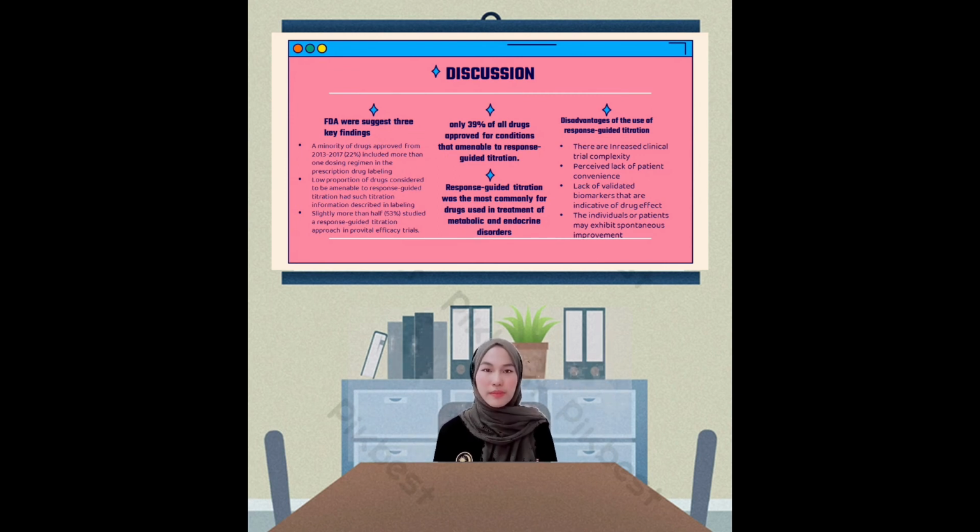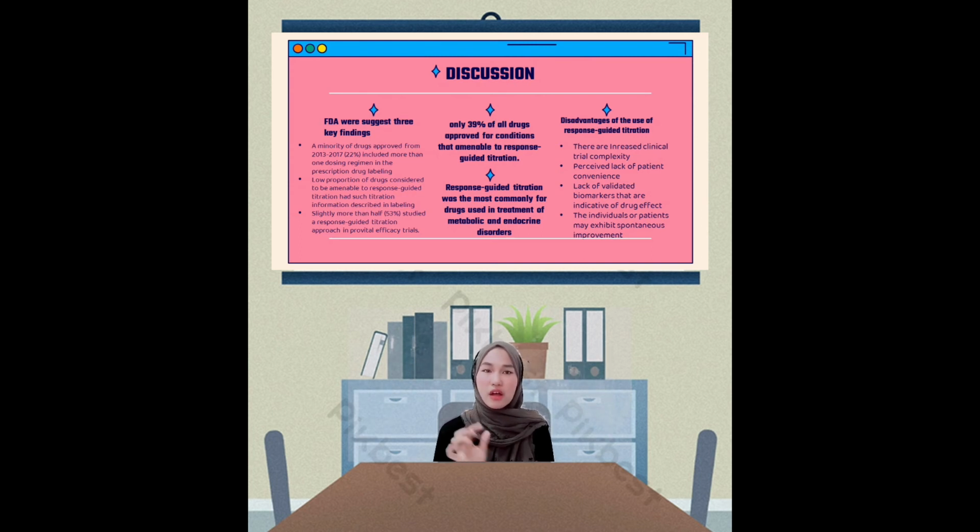In this experiment, we analyzed FDA new drug approvals because so far there has been no comprehensive analysis of response-guided titration as an approach to individualized treatment. Within 5 years, we determined the extent to which response-guided titration is used in drug development and included in labeling.